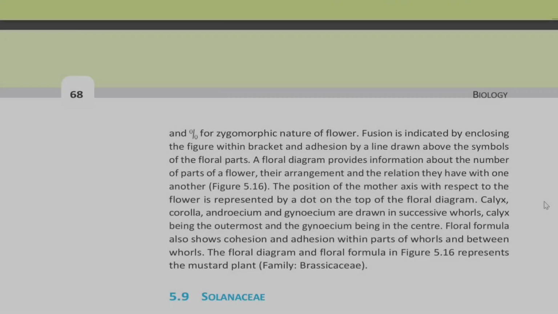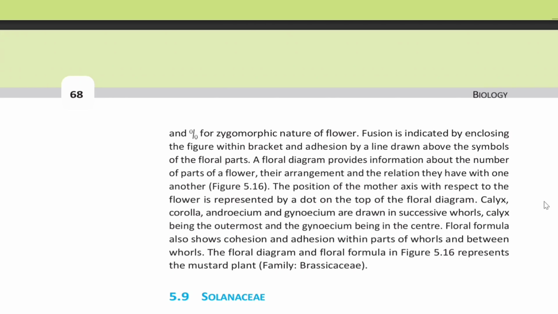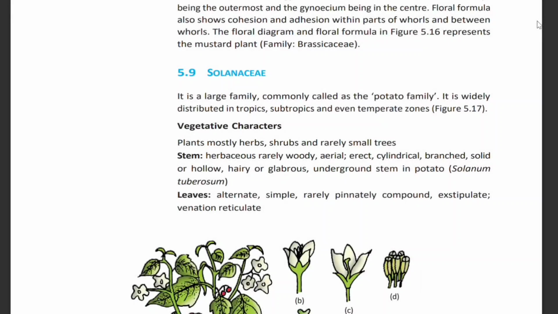Calyx, corolla, androecium, and gynoecium are drawn in successive whorls, calyx being the outermost and gynoecium being in the center. Floral formula also shows cohesion and adhesion within parts of whorls and between whorls. The floral diagram and floral formula in figure 5.16 represents the mustard plant family Brassicaceae. 5.9 Solanaceae. It is a large family commonly called as potato family.